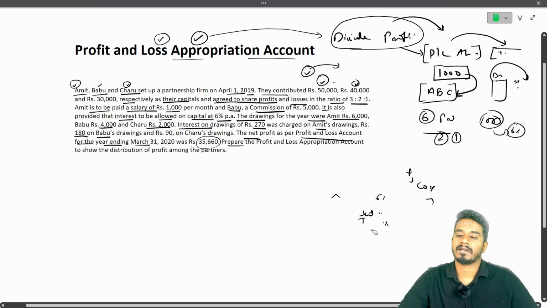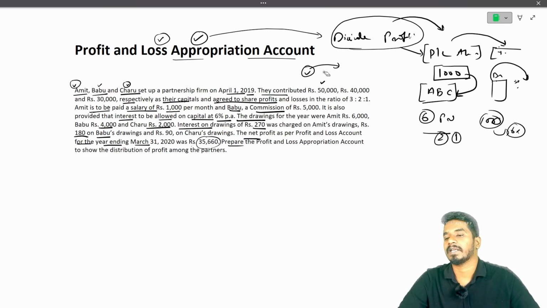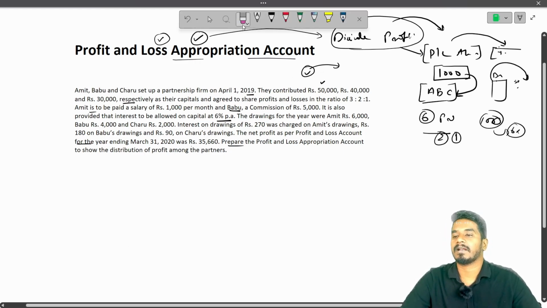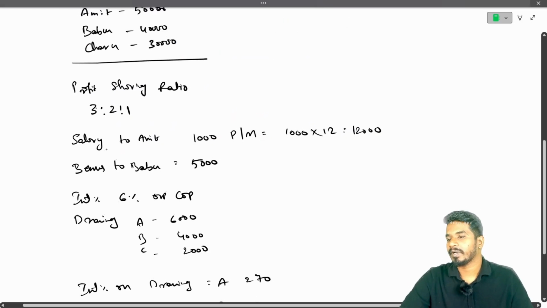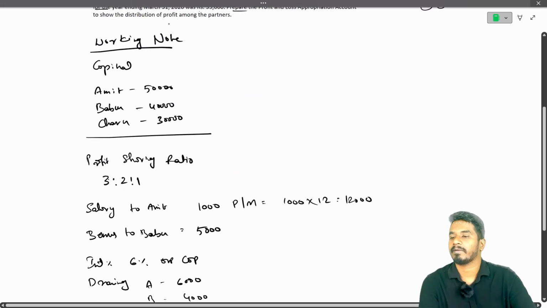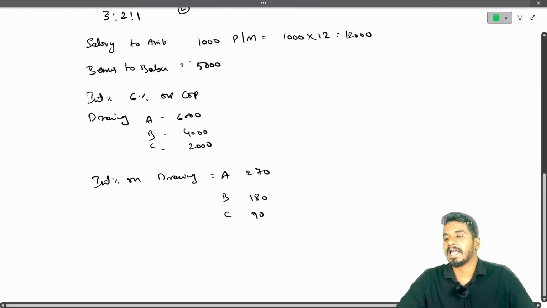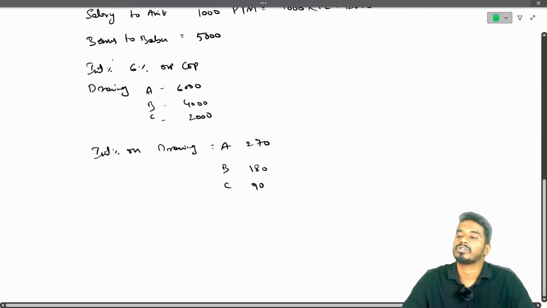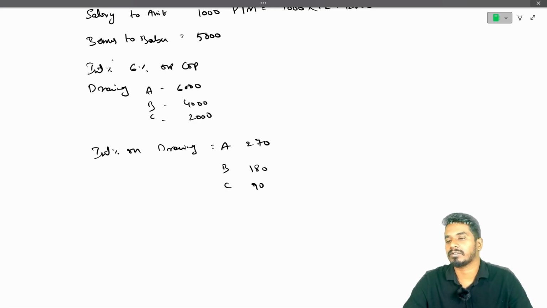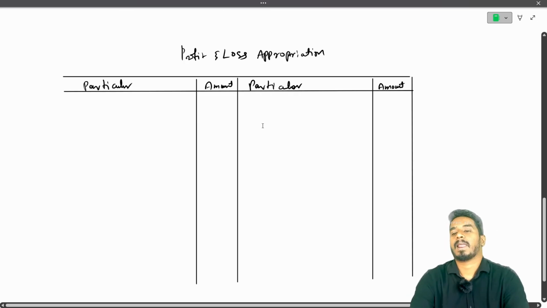Our first thing, we will do a working note so that we can understand the question very well. Fine. Let us start the working note. Till now, we took all the details in the working note, whatever capital they have invested by three people, in what ratio they are sharing the profit, how much salary is required by Amit, and also commission by Babu. So interest on capital is 6%, and drawings also there, and interest on drawings. So let us start with the P&L appropriation account.